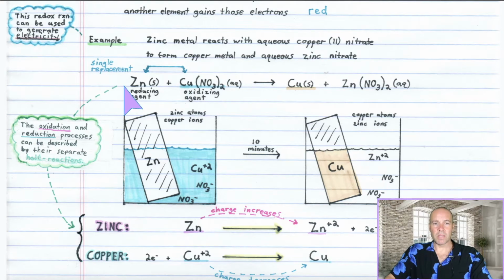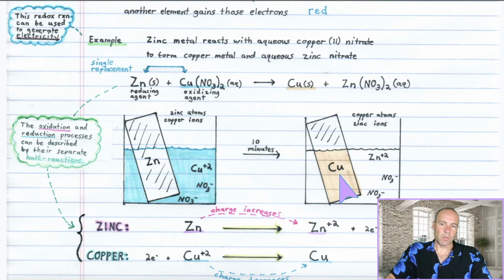The reaction can be done as follows. If you take a piece of zinc metal plate and immerse it in a solution of copper 2 nitrate, which is blue because of the presence of the copper 2 ion in solution, letting those reactants sit for 10 minutes or so, you'll notice the solution becoming colorless and also a brownish residue forming on the metal plate.